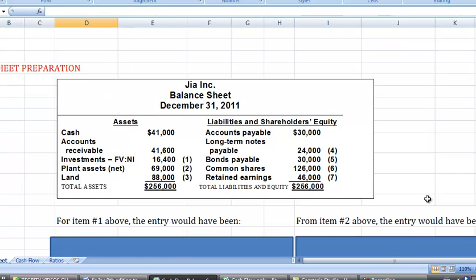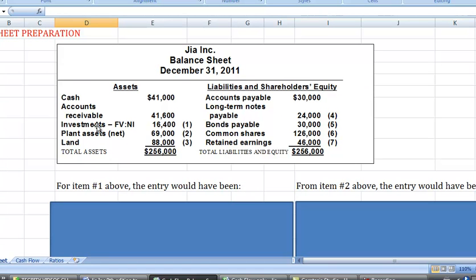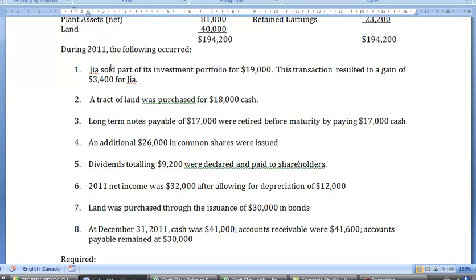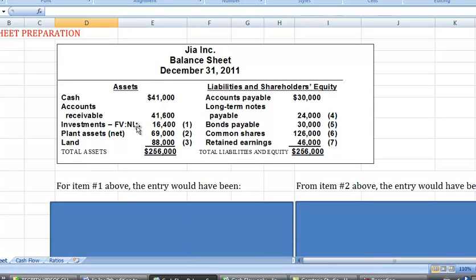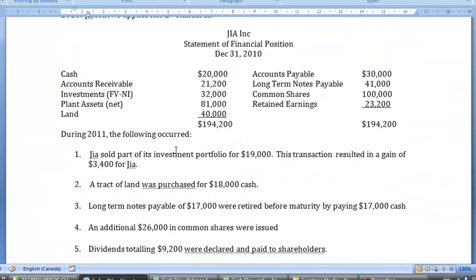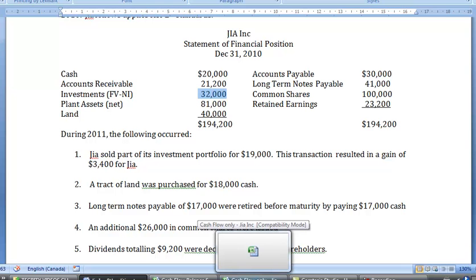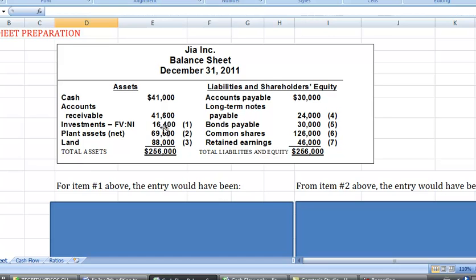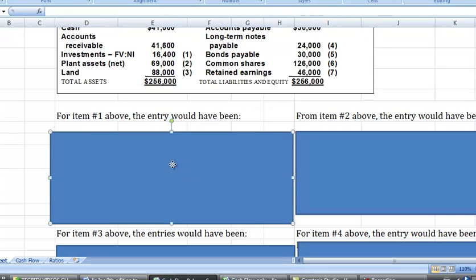Right? Now, if we go into the fair value through net income investments, you recall in the question, they told you that the company GIA had sold part of the portfolio for $19,000, and that transaction resulted in a gain of $3,400. So what we want to do is we want to say, well, we know that we started with $32,000, I believe. If we go back to the question, we had $32,000 in the fair value through net income investment account. So after we make that sale, how much is left is really our question, right? Well, I've calculated it here as $16,400. So how did we get that?